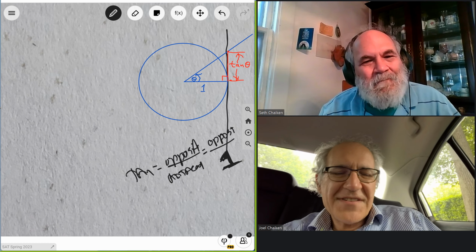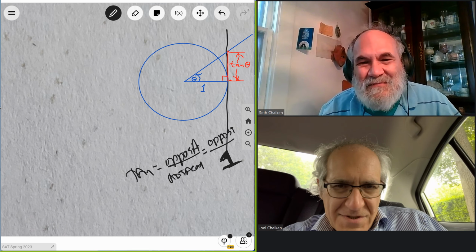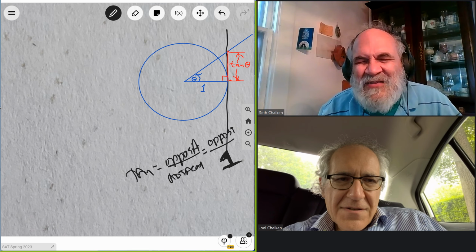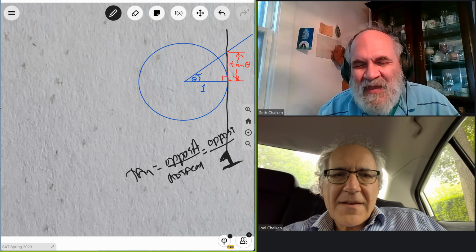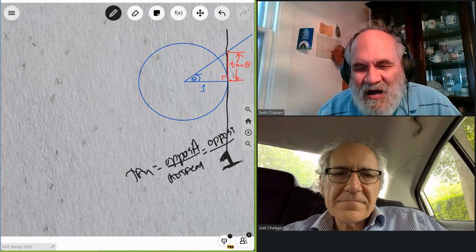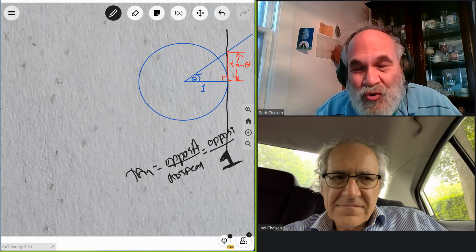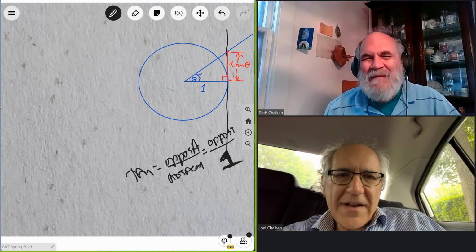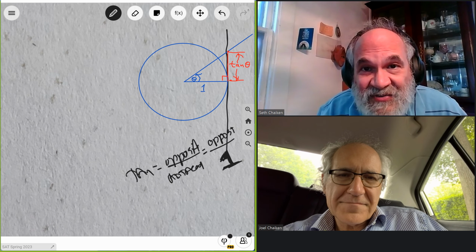So the tangent is actually the length of a line in the unit circle. It's not in the unit circle. It's out. It is the length of a segment of a tangent to the unit circle. That's very cool. Now let's do non-tangent.